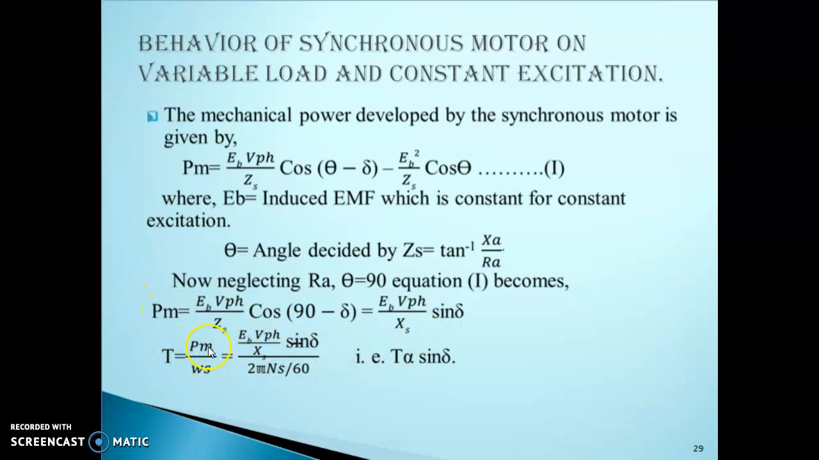Now torque is equal to power developed upon angular frequency, omega s. So put the values of Pm and omega s, then all other parts are constant. Eb is also constant, Vph, the supply voltage, is also constant, Xs is constant, and the speed of the synchronous motor is also constant. So torque is directly proportional to sine delta. So as delta increases, torque also increases, precisely with the sine function.